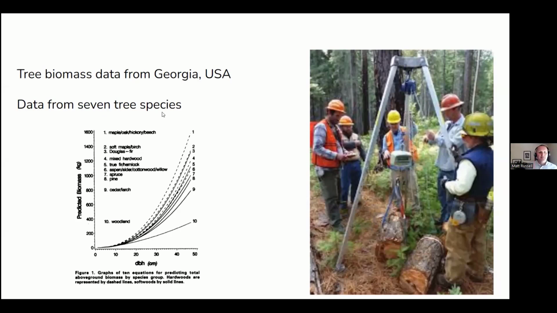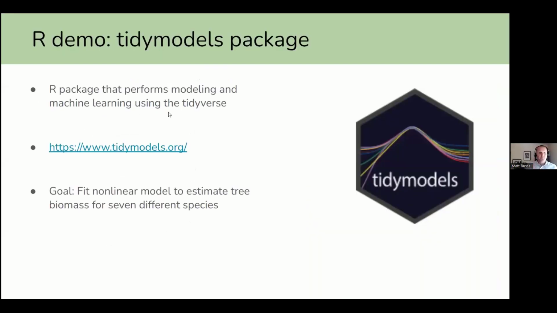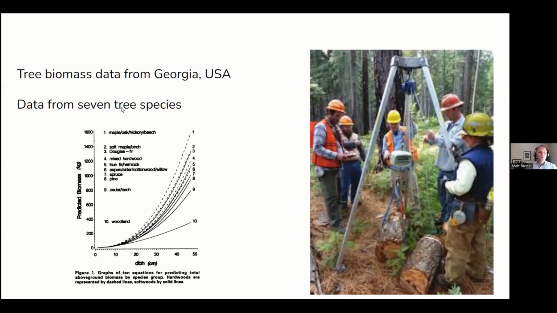Again, we have data from 7 different tree species, and we are going to fit a model just like this. This model uses the tree's diameter, which you see along the x-axis, and the biomass. We're going to come up with a similar model for the species we're dealing with from our study. It's going to be a nonlinear model that looks something like this. Any questions before we jump into R?